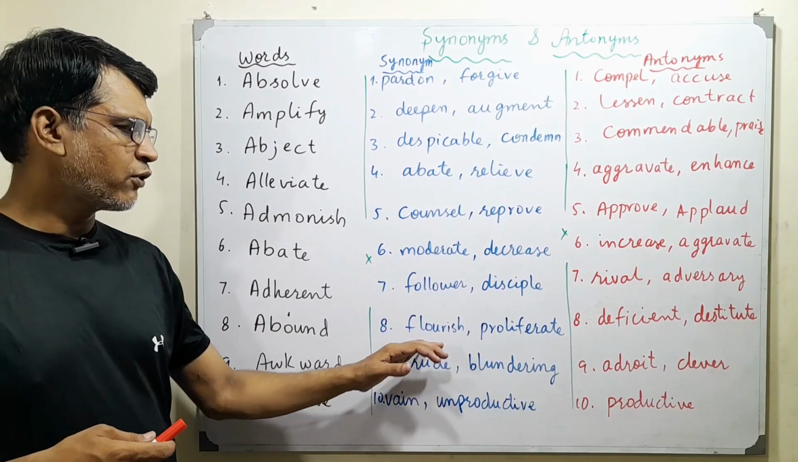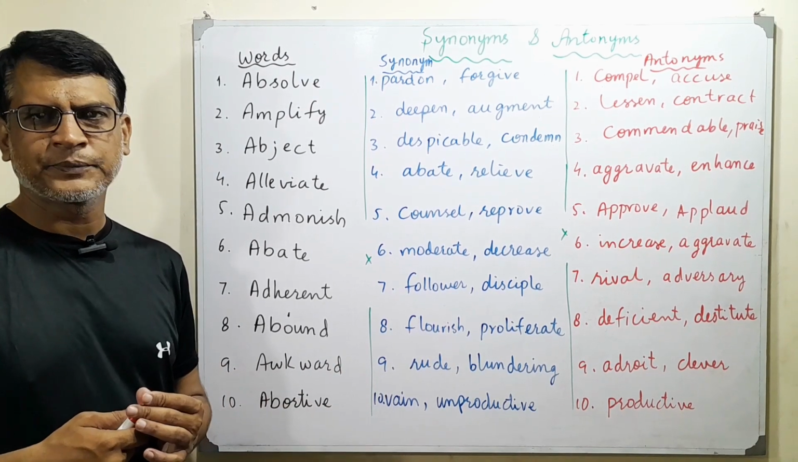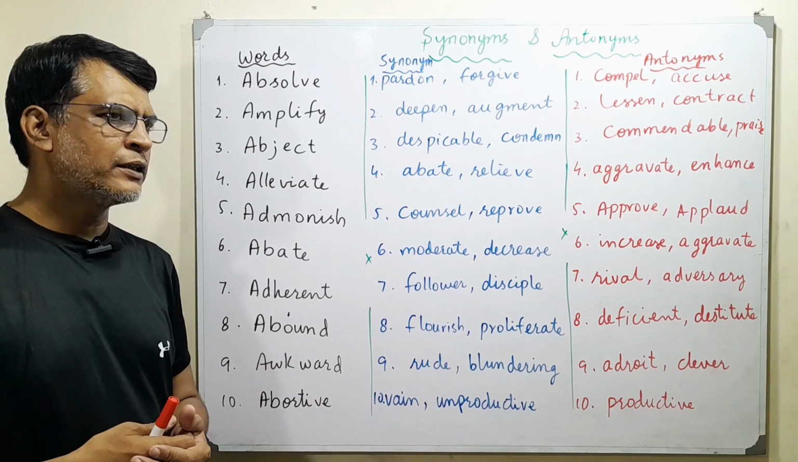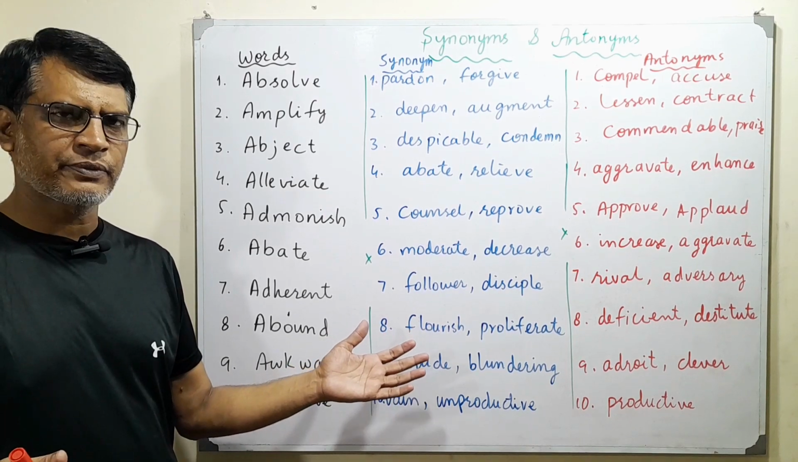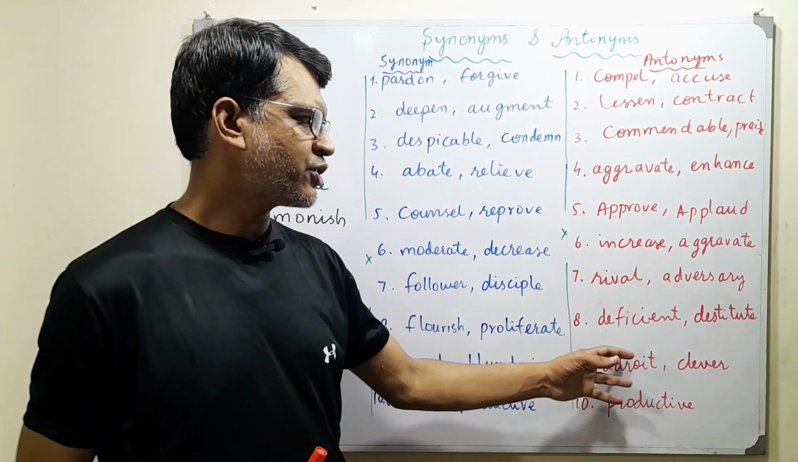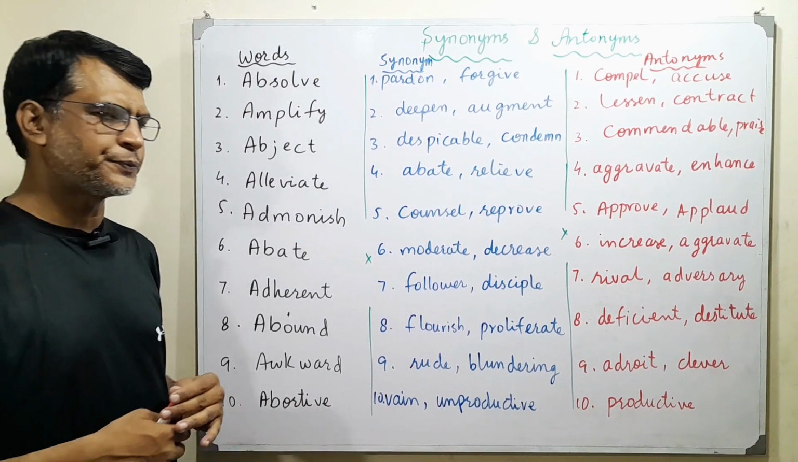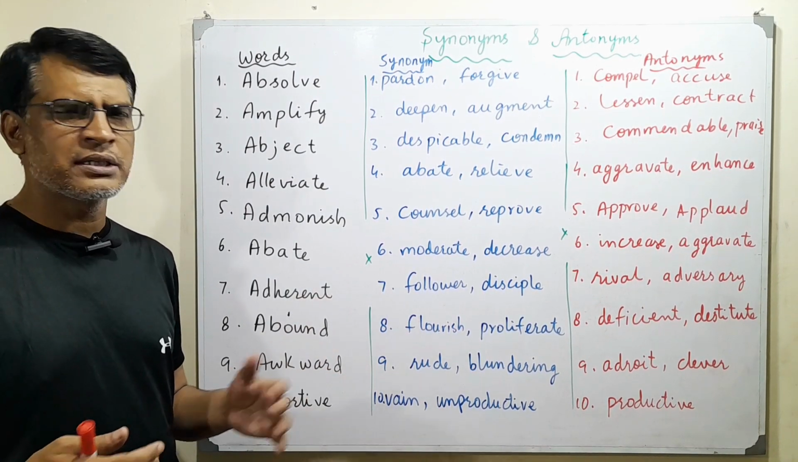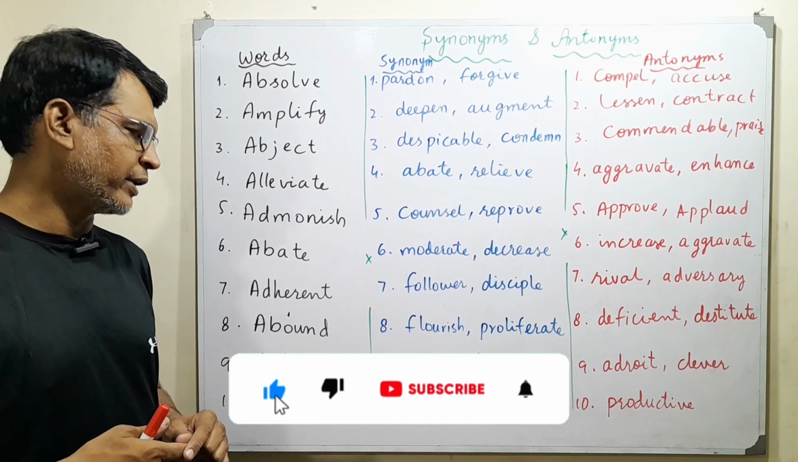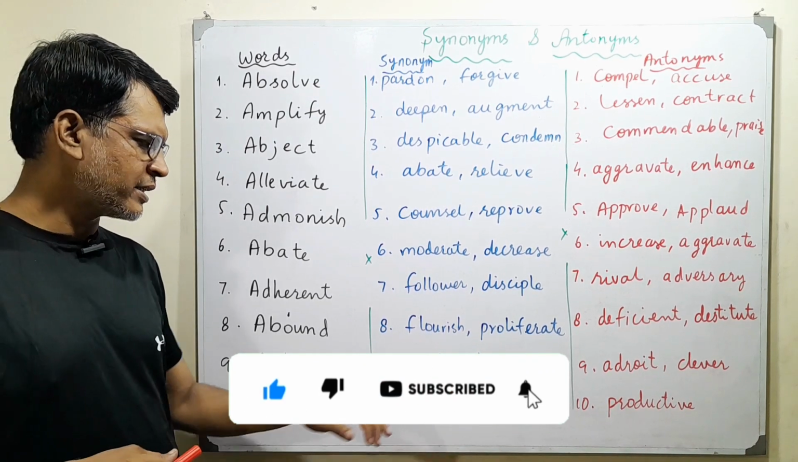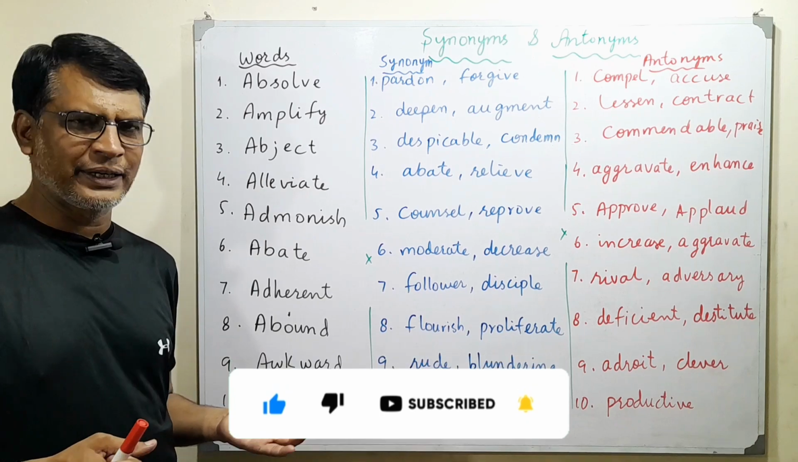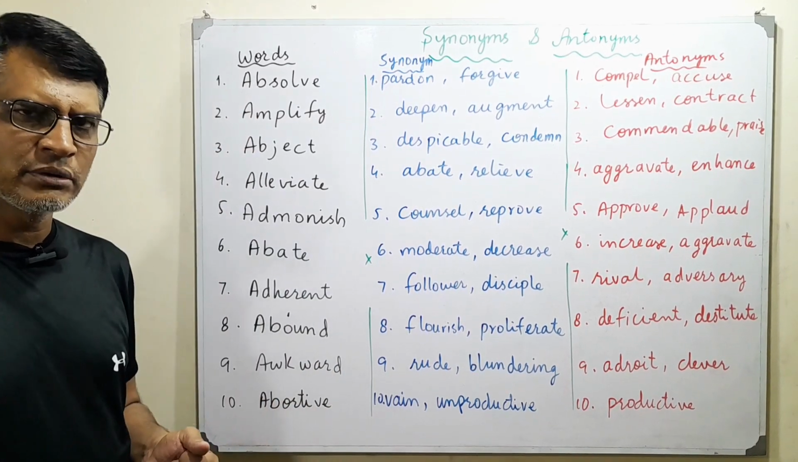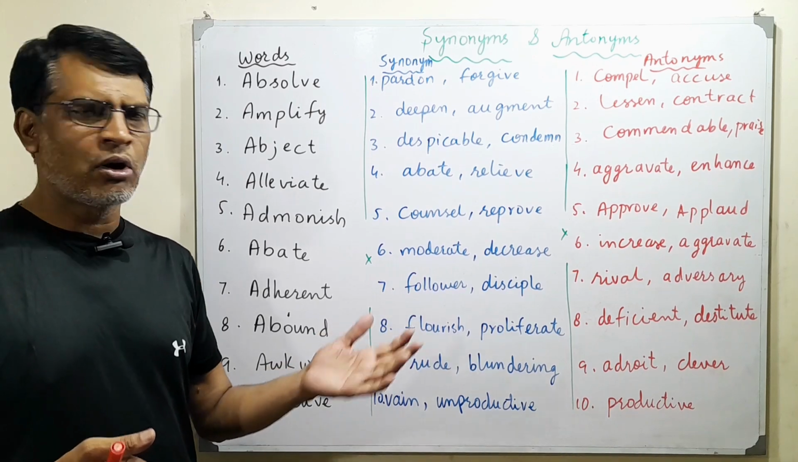Abound is flourish or proliferate. It is, your business is abounding. The progress is flourishing, going up. The opposite is deficient or destitute, coming down. Although we are trying hard, there is deficiency or a destitute situation that we are going through. Awkward. If something is awkward, it is rude or blundering. And the opposite is adroit, in a very good shape and fashion, or clever.